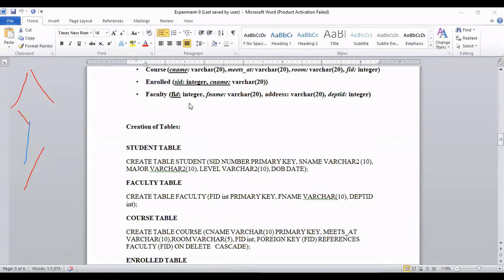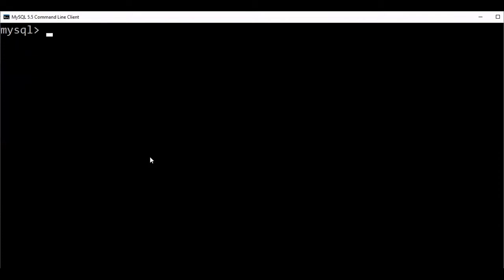So I'm sharing the screen. You see here my SQL prompt. So my SQL prompt you can see here. So I'm showing you what are the tables available. I'm making it capital.